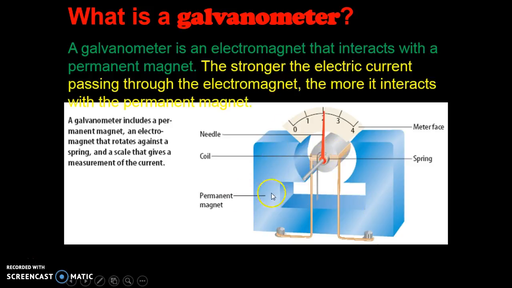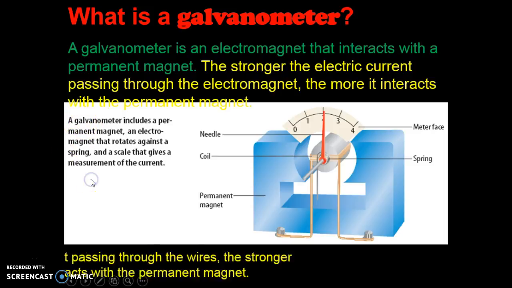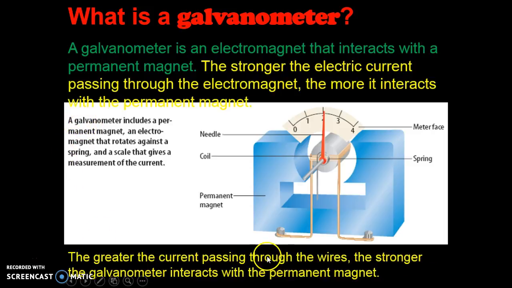Just to give it, see, it says right here, it includes a permanent magnet and an electromagnet that rotates against the spring in a scale that gives a measure of the current. So when that current is going through this wire here, you can read it on this meter. It's just a way to detect how strong the current is. So the greater the current passing through the wires, the stronger the galvanometer interacts with the permanent magnet.